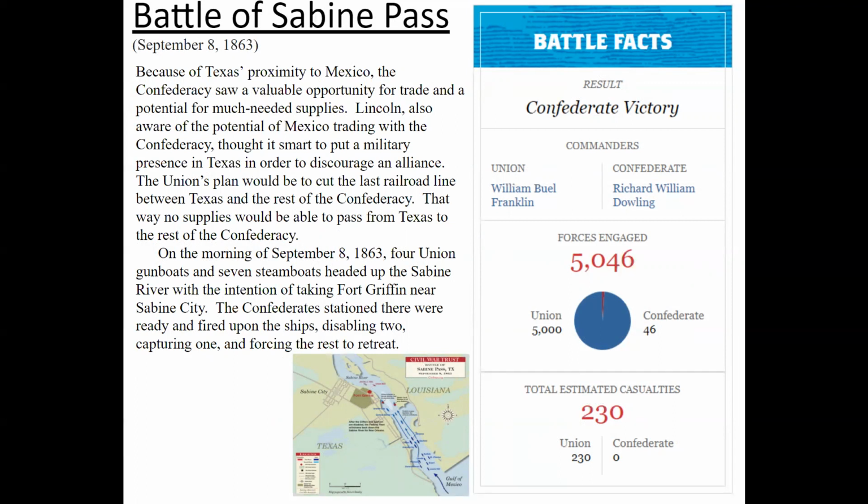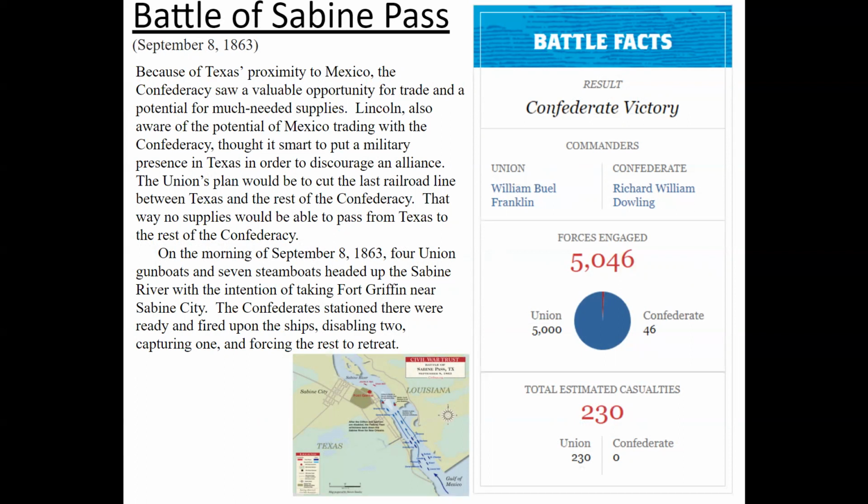Because of Texas's proximity, or closeness, to Mexico, it allowed the Confederacy to trade with neighboring countries, such as Mexico, to get supplies, military supplies, food, anything that would help the Confederates continue on in this fight. Lincoln was very afraid of an alliance between Texas, or the Confederate States of America, and Mexico. So he basically had the idea to continue the Anaconda Plan and just stop all trading from this area.